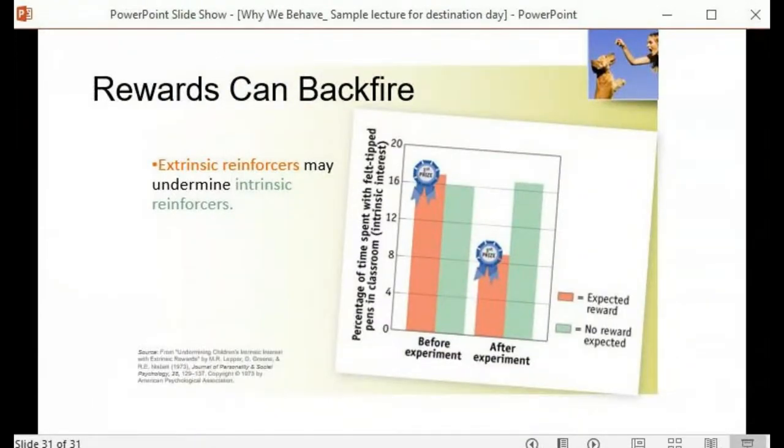As my last comment here, we're going to talk about how even though rewards are great, they can actually backfire.